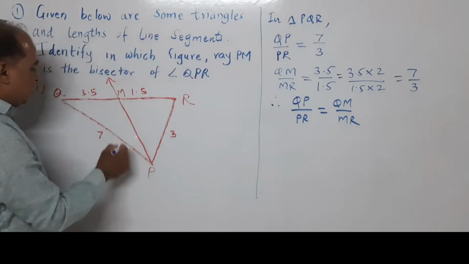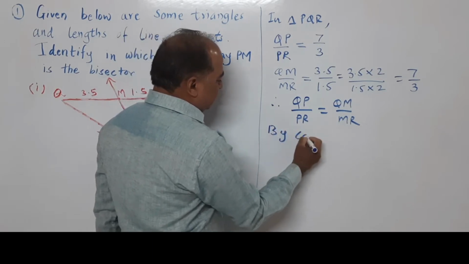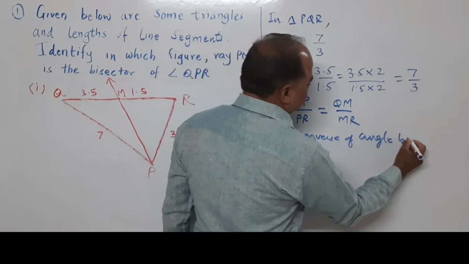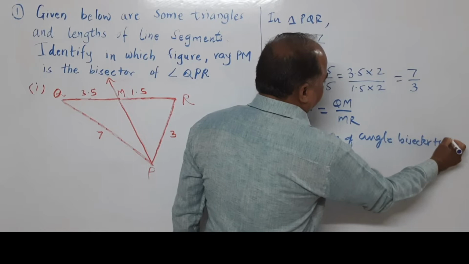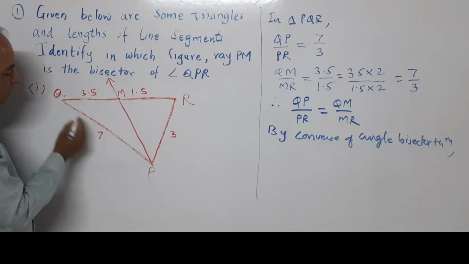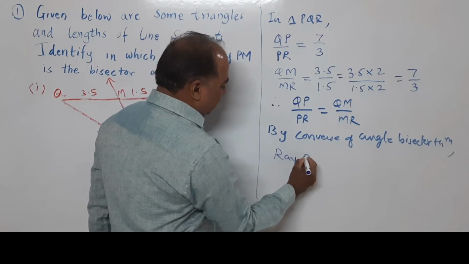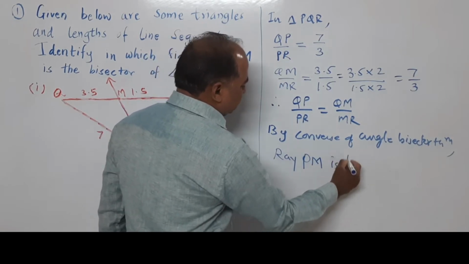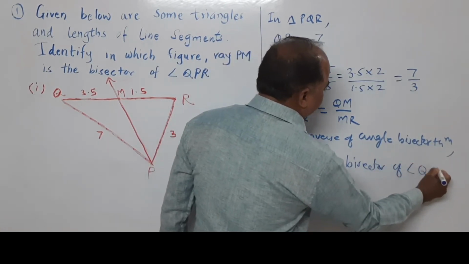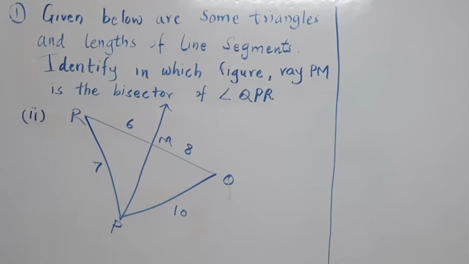Since the ratio is equal, by converse of angle bisector theorem, ray PM is bisector of angle QPR.